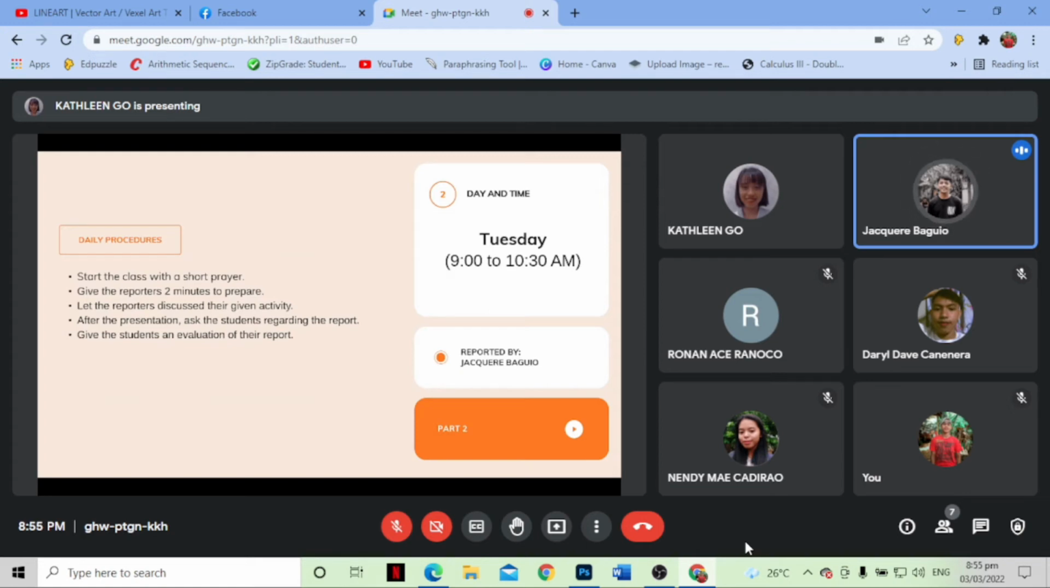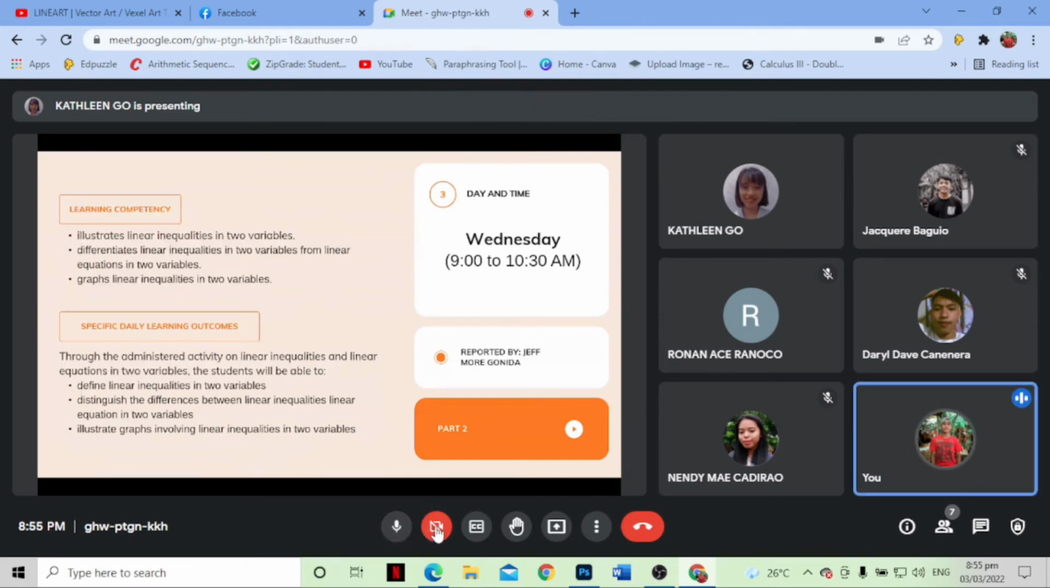First is to start the class with a short prayer. Then it is group reporting, so give the reporters 2 minutes to prepare. Then let the reporters discuss their given activity. After the presentation, ask the students regarding the report. Then lastly, give the students an evaluation of the report. That's all.